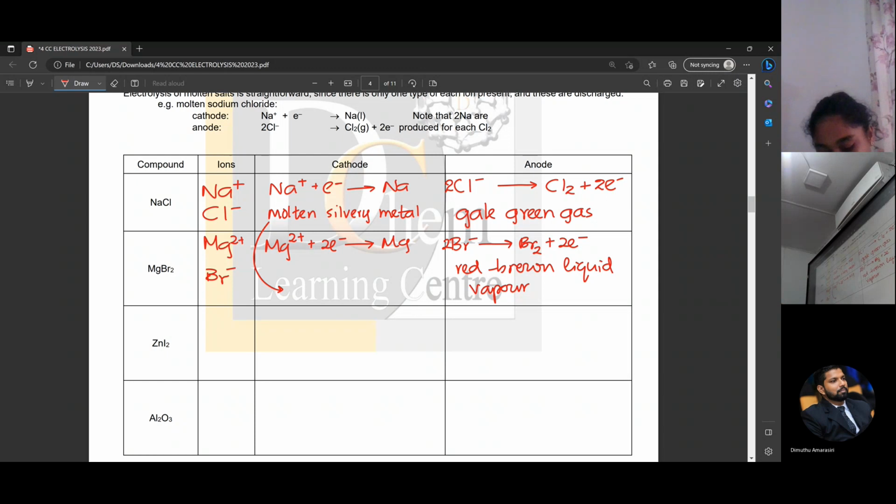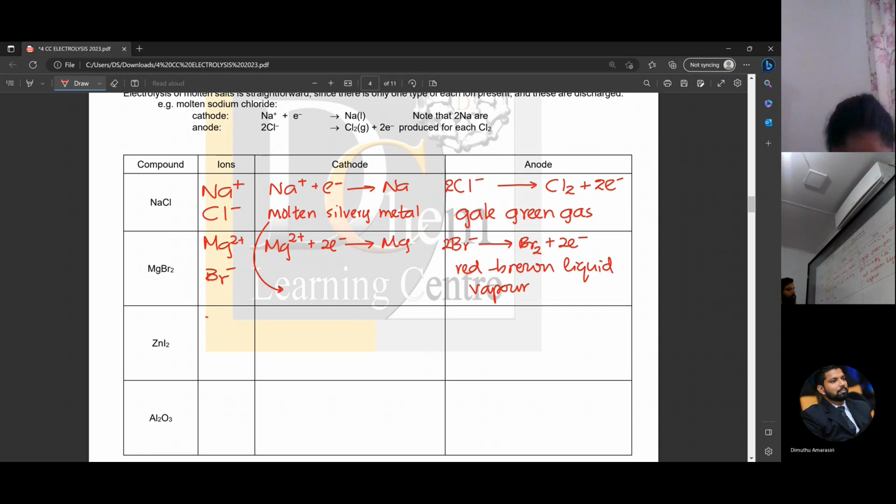You can't write orange. When do we write orange for bromine? Bromine aqueous. When bromine is dissolved in water, you write orange brown. Right? But when bromine is in its pure form, it's red brown. Right?